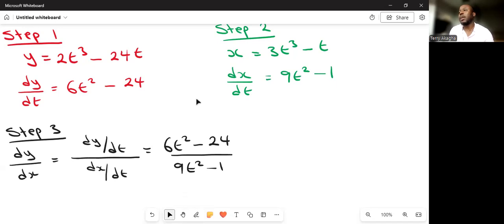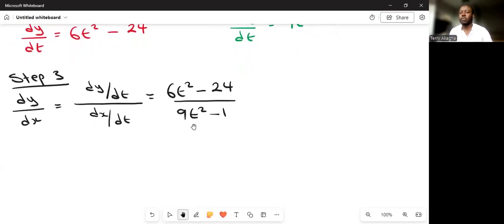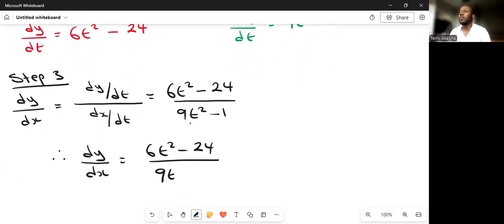So therefore, we can now say dy over dx will be equal to 6t squared minus 24 divided by 9t squared minus 1. And that's the answer for that.